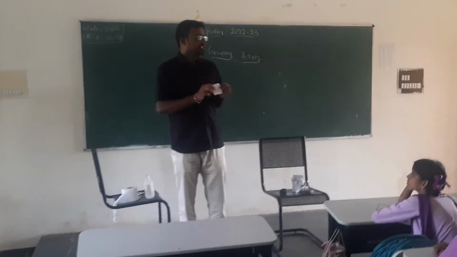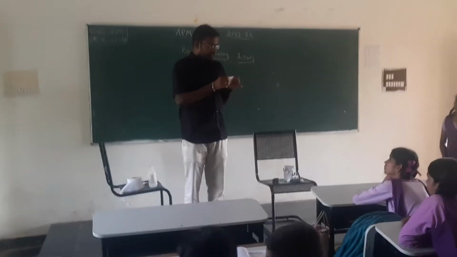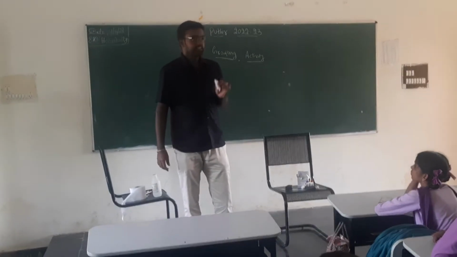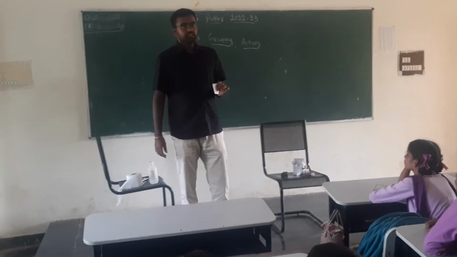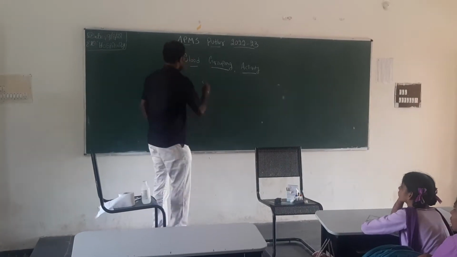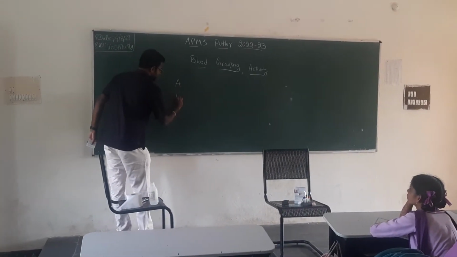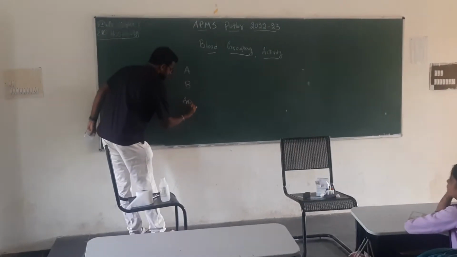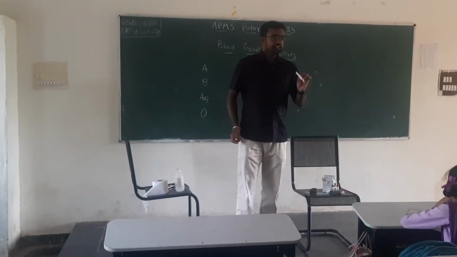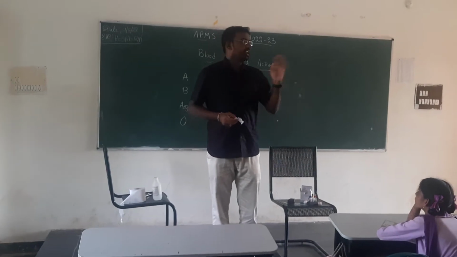So today we are going to do a blood grouping activity. By this activity, we will determine the type of blood group present in a human being. Basically there are 4 types of blood groups: A, B, AB, O. So today we will determine which type of blood group you are having.